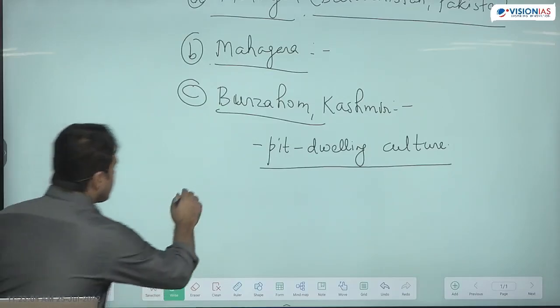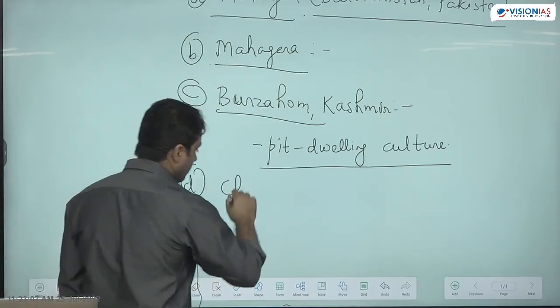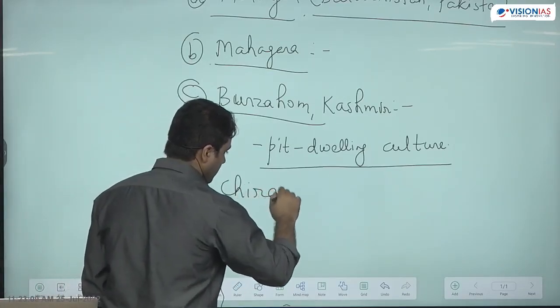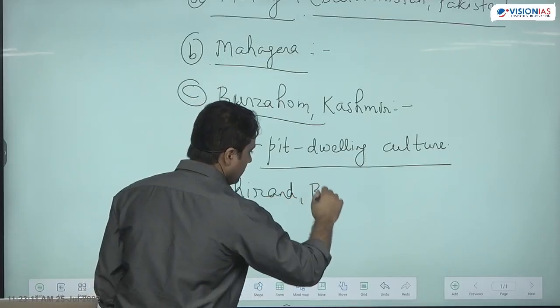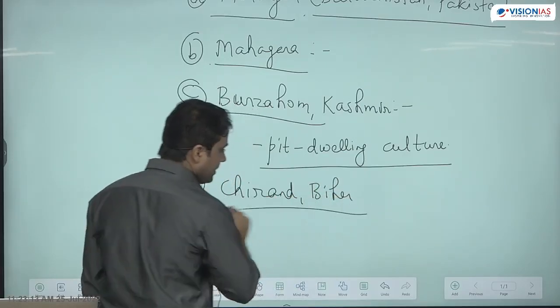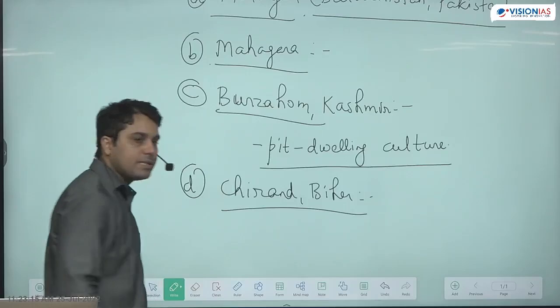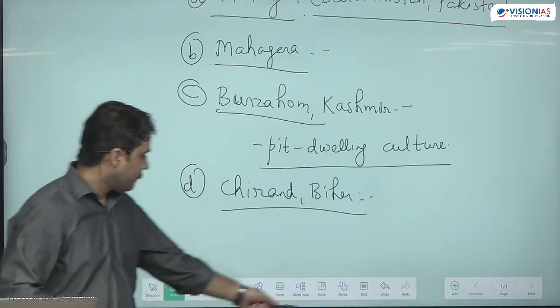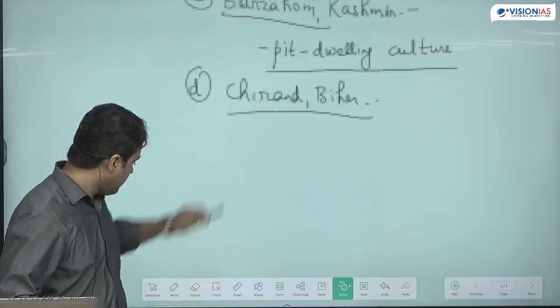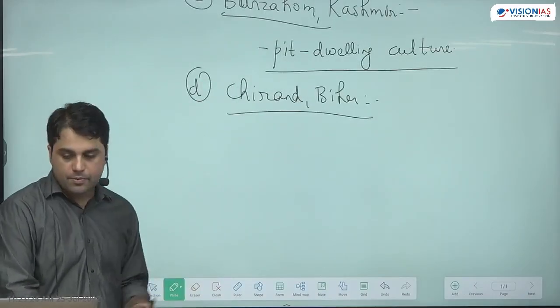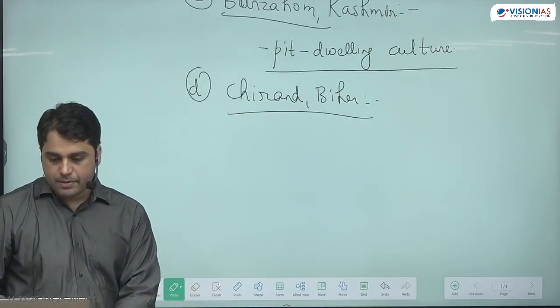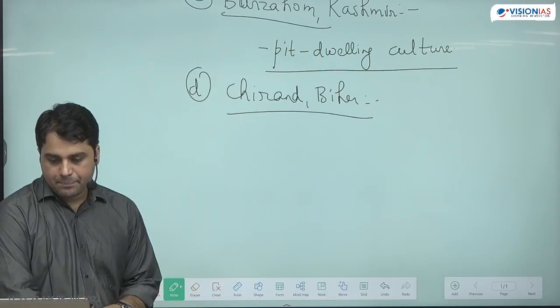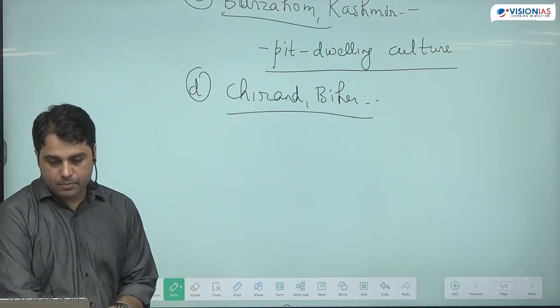Another site is in Bihar, Chirand. Now this site is very famous because weapons made of animal bones have been found here. You can write down in one line: it is famous for weapons made of animal bones.